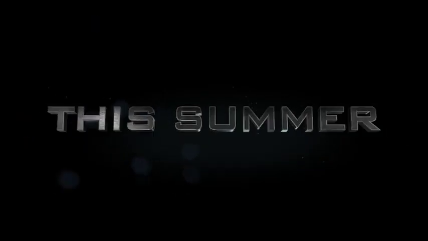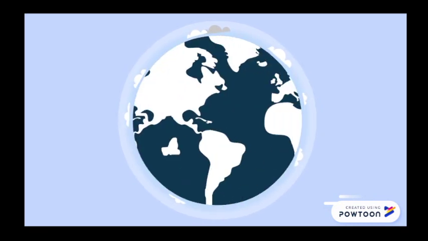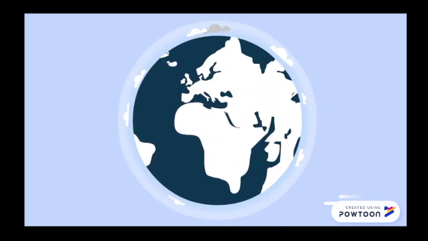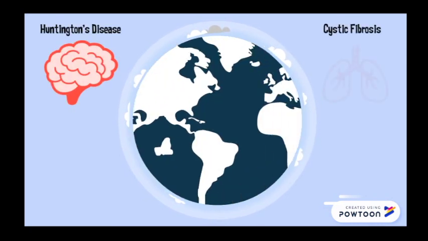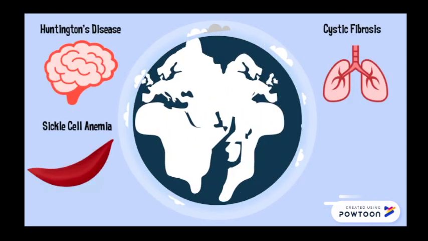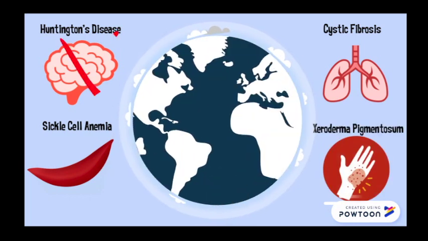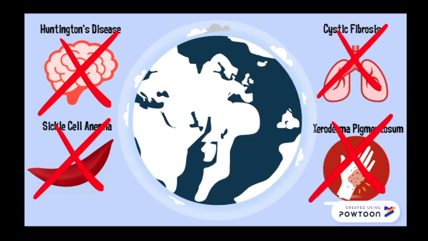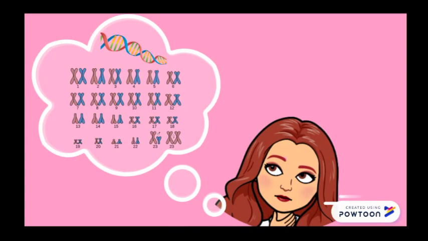This summer, imagine a world where there are no genetic diseases. A world free of suffering from diseases such as Huntington's, cystic fibrosis, sickle cell anemia, xeroderma pigmentosum, and many more illnesses. Imagine the possibilities of ending genetic disease as they are being created within the embryo. We will see the amazing scientific advancement known as CRISPR. We will discuss what CRISPR is and what it is used for.